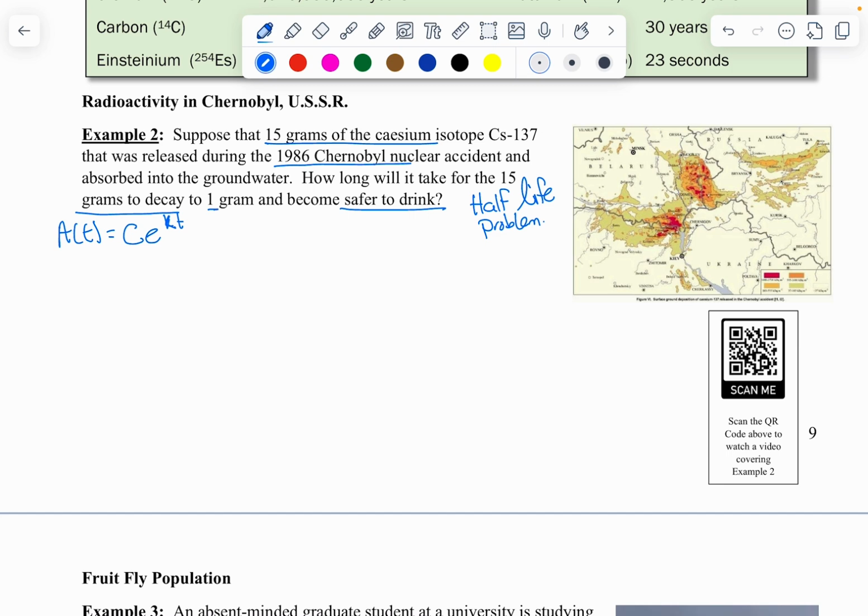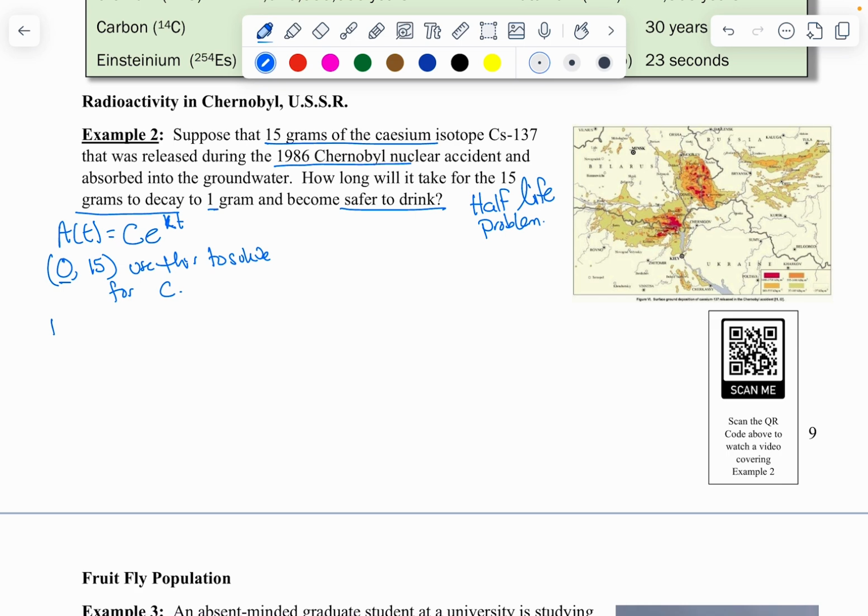Now, they gave us two pieces of information. When time is 0, you have 15 grams of cesium-137. And we're going to use this to solve for C, just like we did in the last example.